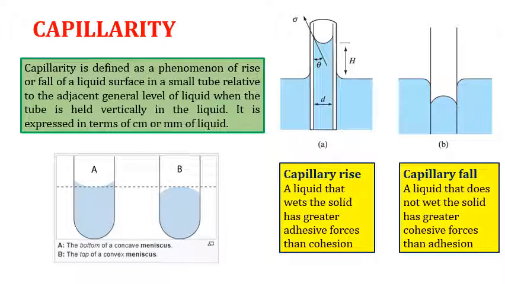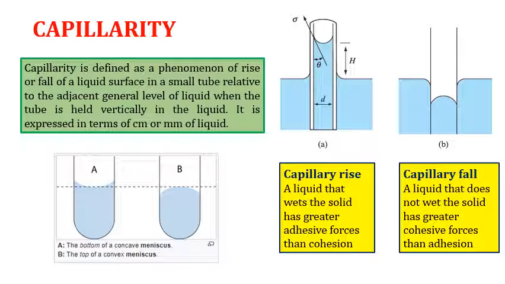Now let's see capillarity. Capillarity is defined as the phenomenon of rise or fall of a liquid surface in a small tube relative to the adjacent general level of liquid when the tube is held vertically in the liquid. It is expressed in terms of centimeter or millimeter of liquid. So we immerse a small tube of diameter d inside the liquid, and we can observe the rise of liquid inside the tube, which is given by H. This H is known as capillary rise. While in figure B, you can see capillary fall.